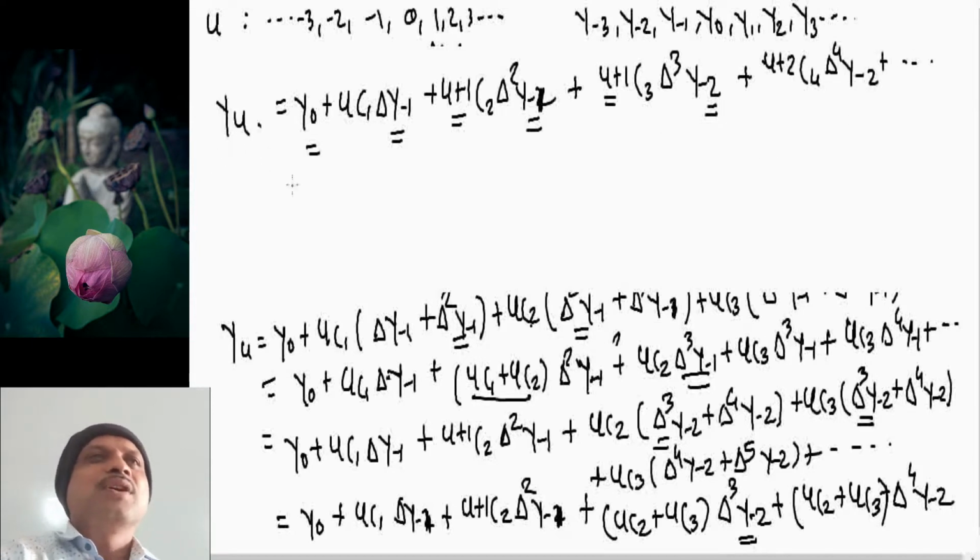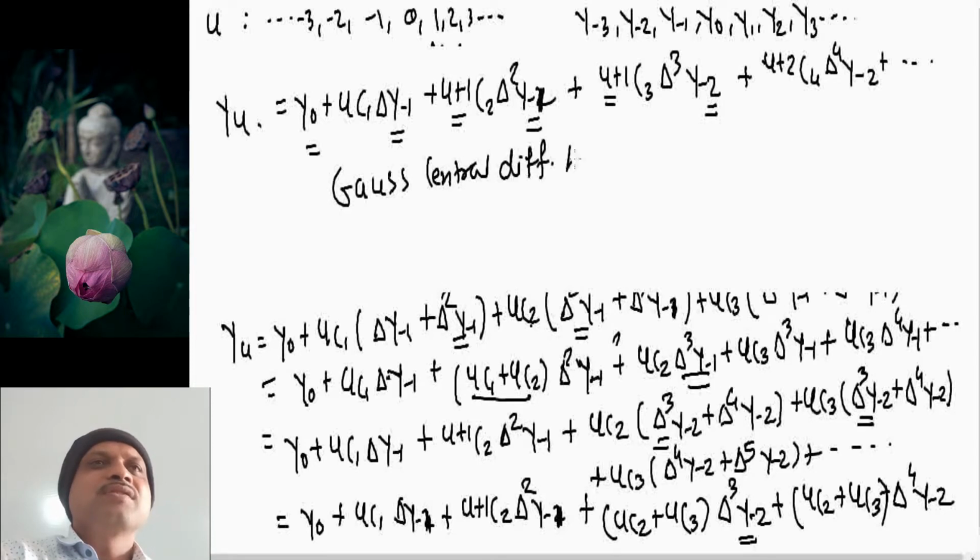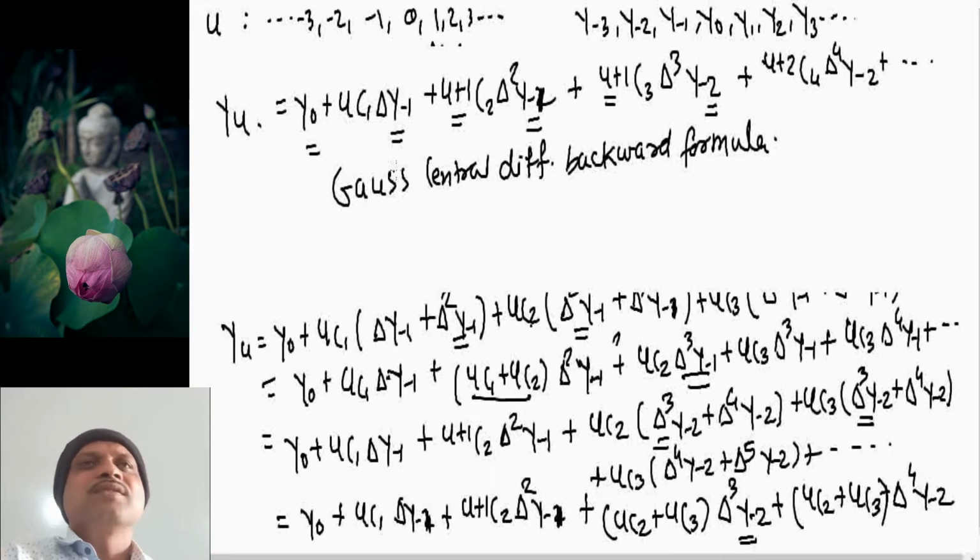So this is y at u, and this is known as Gauss central difference backward formula. This is known as the Gauss central difference backward formula.